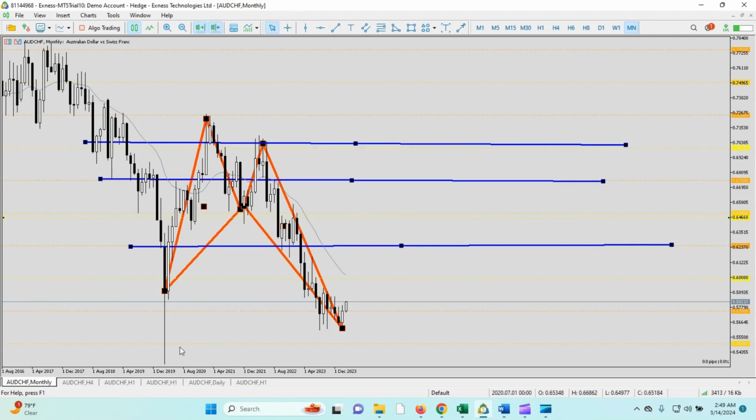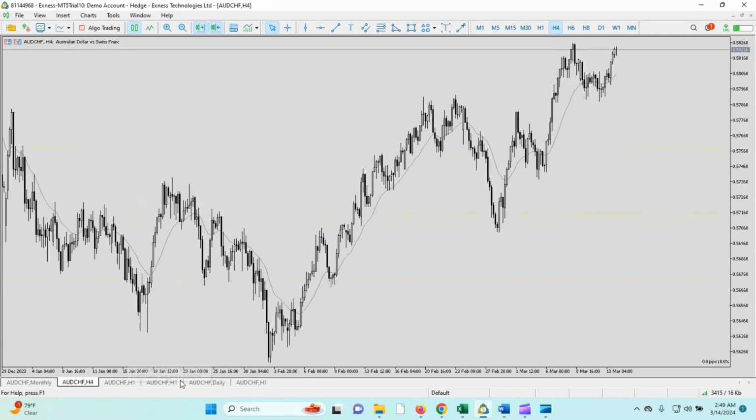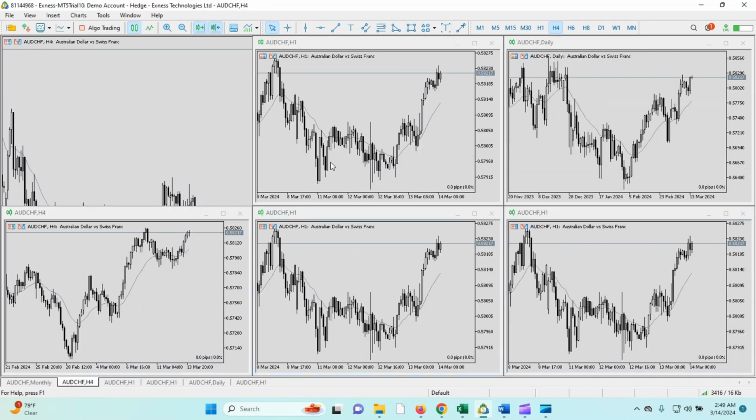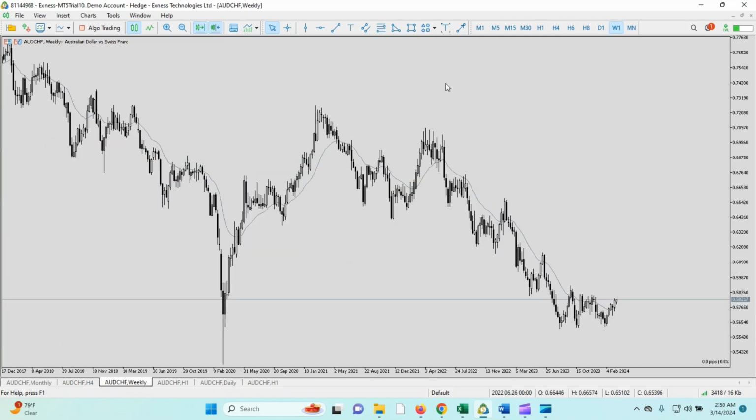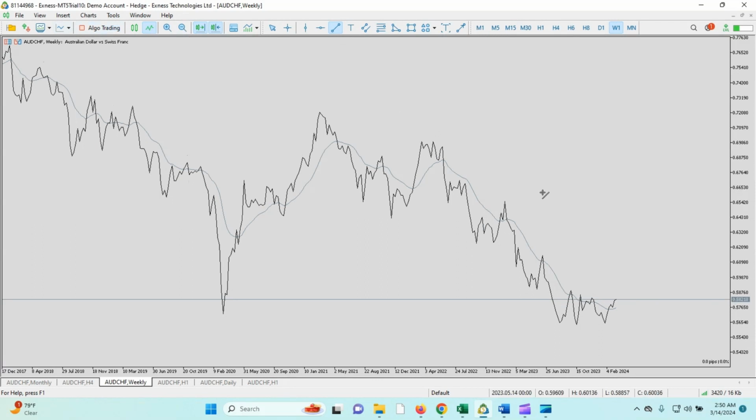So on the monthly time frame, Australian dollar is bullish. On the weekly time frame, what is happening? Weekly, this is the weekly time frame. So we're expecting, we have a trend line. Can you observe anything? We have a trend line.